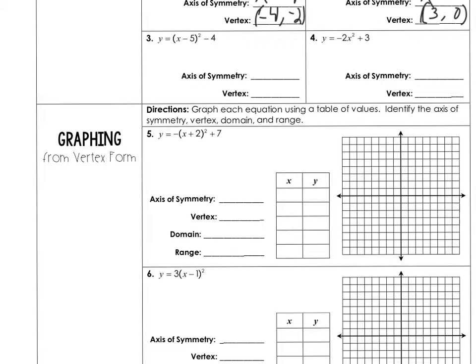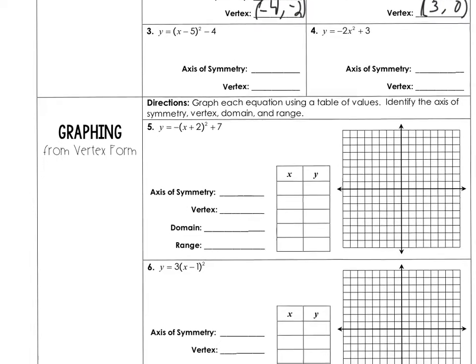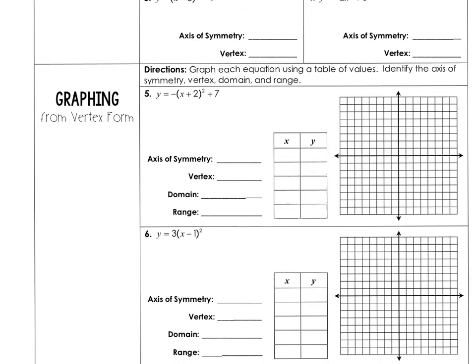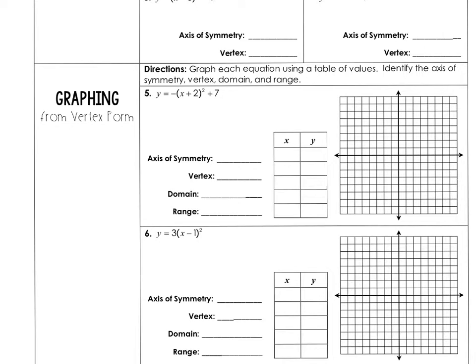Okay, so we've looked at finding the axis of symmetry and the vertex when you're given something in vertex form. Now let's look at how we would graph an equation using vertex form. We're going to do it the same exact way we did the other one. So I'm going to do example 5 with you guys, and then you can do 6 on your own, okay?